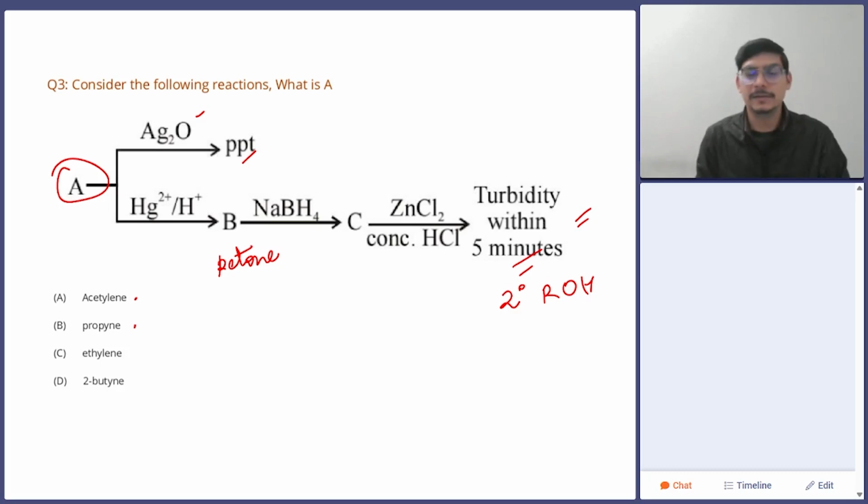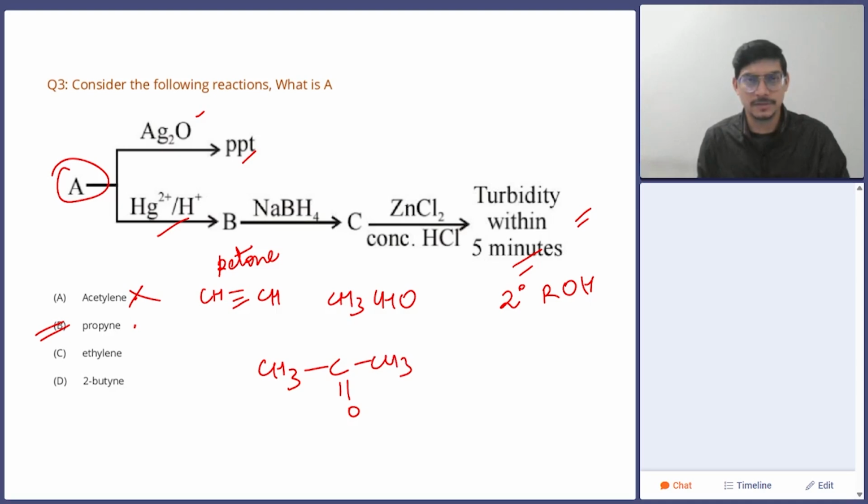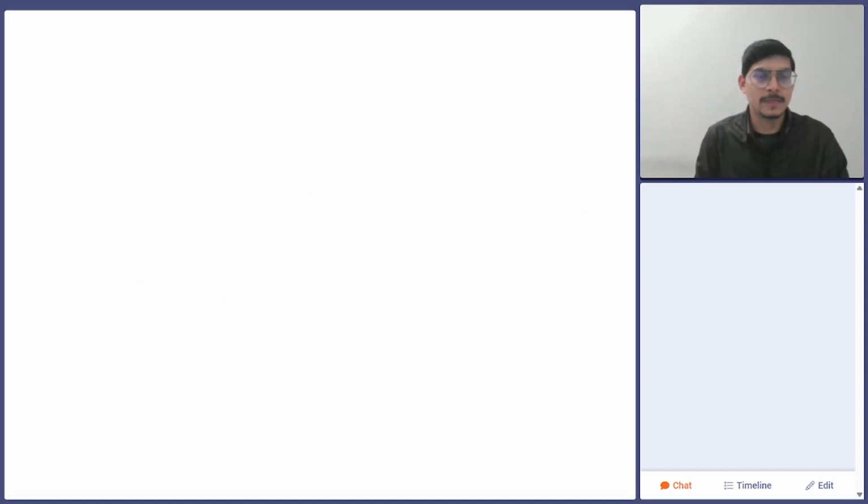And if you're getting a ketone upon acid catalyzed hydration, then of course this cannot be acetylene, because acetylene has one triple bond with 2 carbon atoms. So it is going to lead to the formation of acetaldehyde, which will give a primary alcohol and definitely not turbidity in a few minutes. So the correct answer is propyne, which upon hydration in the presence of H2O and H plus gives acetone, which on reduction gives isopropyl alcohol, and which gives turbidity in a few minutes. So the correct answer is propyne. Moving to the next question.